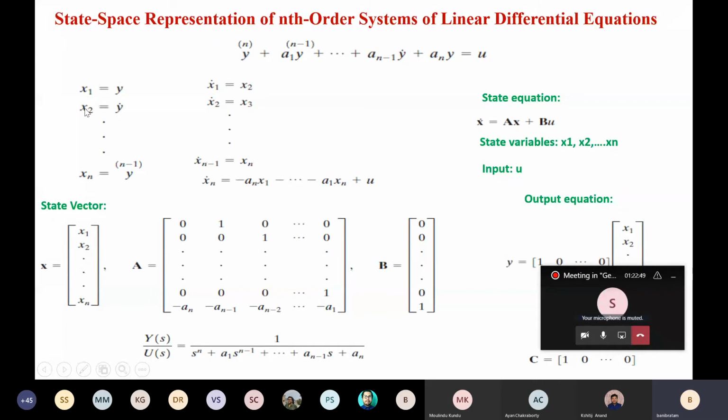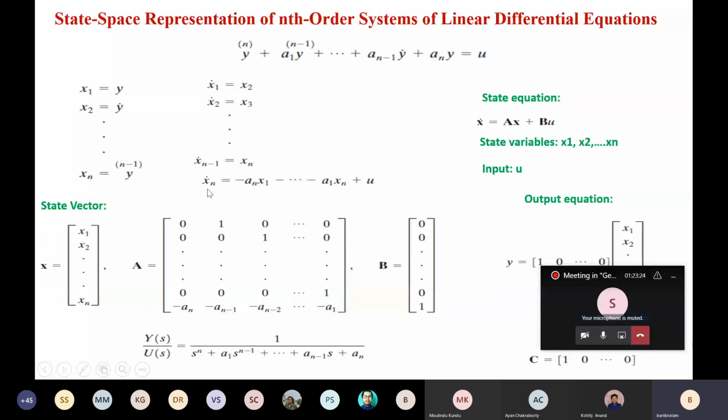Similarly, x2 dot means what? You just tally the left side and the right side. x2 dot means y double dot, is it not? And x3 equals y double dot, so x3 equals x2 dot. So I can write x2 dot equals x3. In this form, I can write x(n-1) dot equals xn. Okay, then the last one will be what?